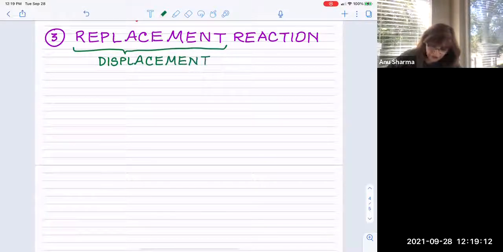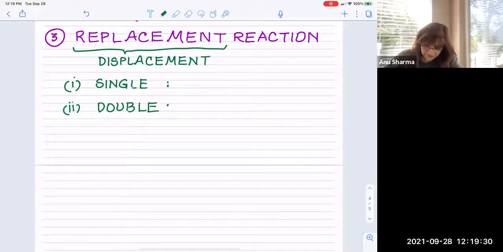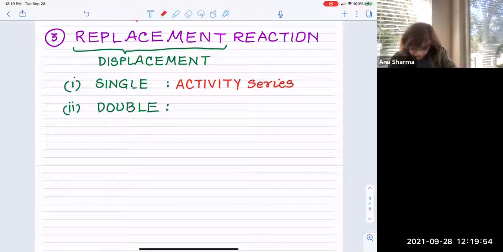Now, there are 2 types. One is single displacement, and the other is double displacement, single and double. We're going to look more into details later. With single displacement, you are going to use the activity series, which one displaces which element. But for now, this is just a basic thing they have given you in your book. They have not mentioned that.